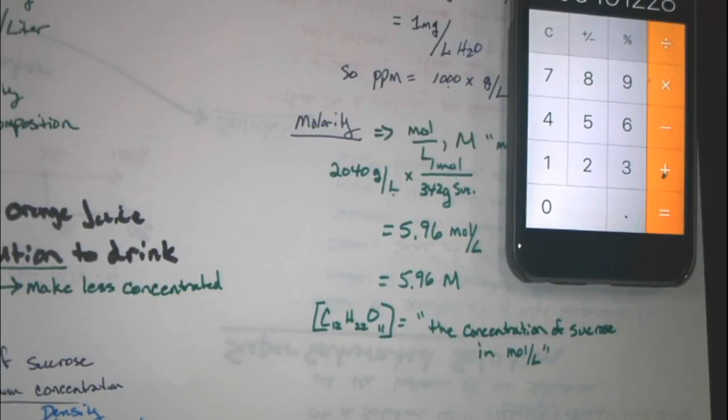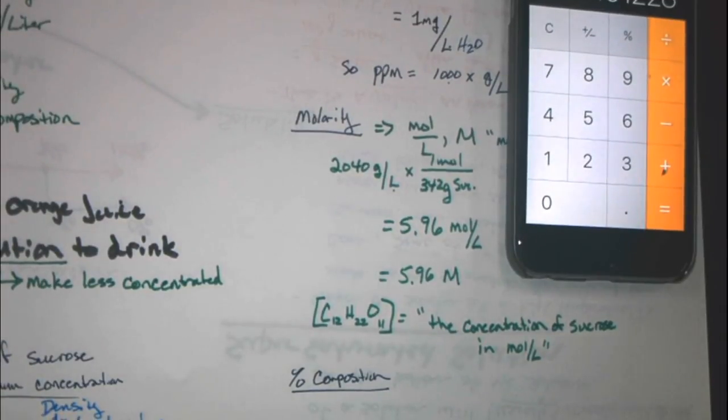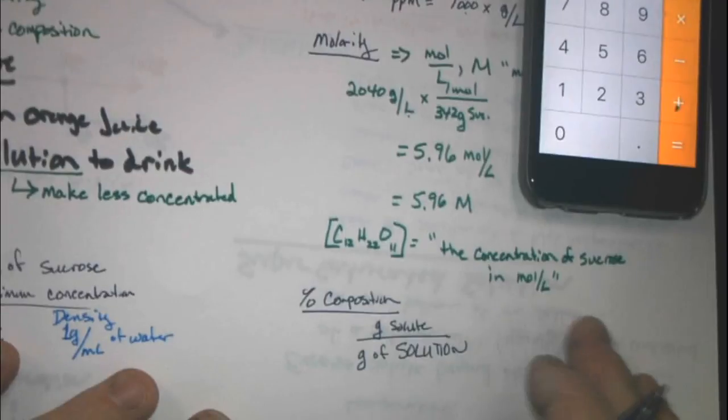We are almost done. Almost done. We now have percent composition. Okay, percent composition. Here's percent composition. It is defined as this. It is grams of solute divided by grams of solution.